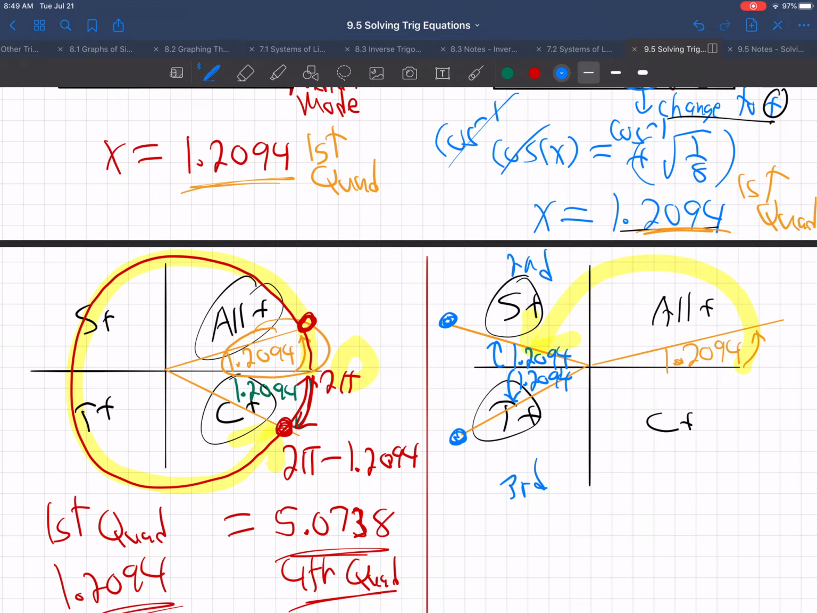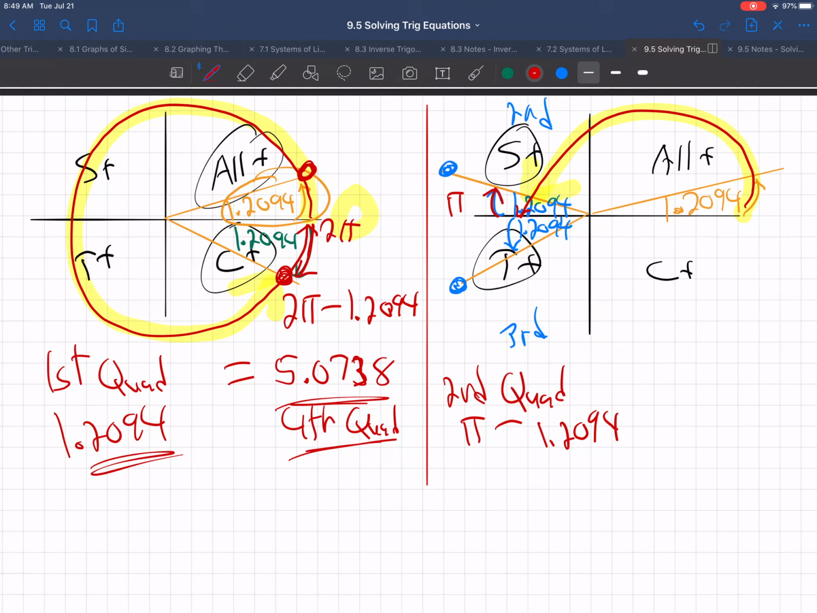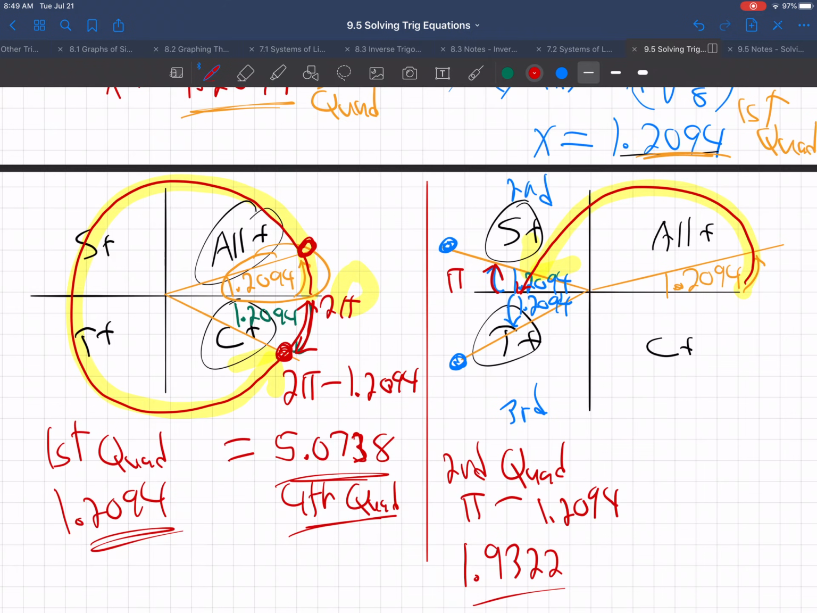Well, if you think about going all the way to this line, that'd be pi, and then back up the 1.2094. So the second quadrant answer is going to be pi back up 1.2094. Use your pi button, figure out what that is. And I'm getting 1.9322.